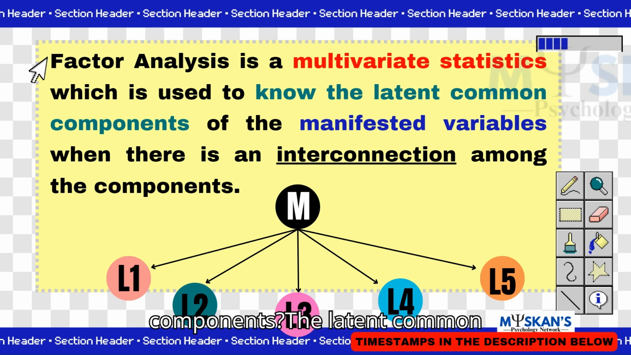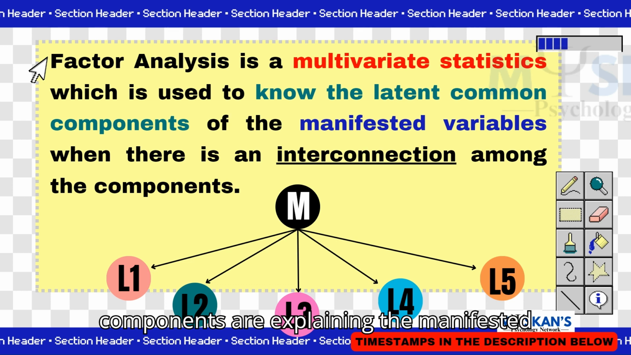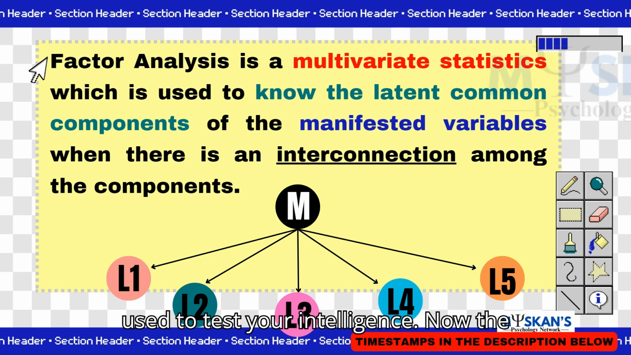Now, what are the latent common components? The latent common components are explaining the manifested variables. Suppose the IQ test that is being used to test your intelligence. Now, the latent common components could be your logic, it could be your numbers, comprehension, then you have your non-verbal tests. Now, all these are your latent common components, and these will definitely have some interconnection among the components. Now, there can be two, three, and more manifested variables, and for all the manifested variables, the latent common components might also be the same, but the amount they are describing that particular manifested variable would be different. You would understand that as I move forward.